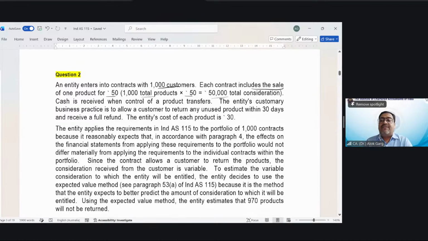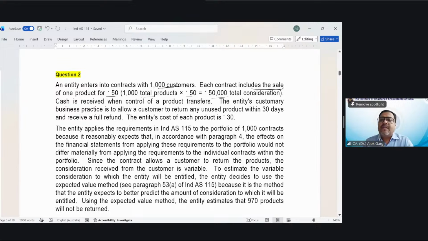So the number of customers is 1000. Okay. The price of one product is 50 rupees. And the total consideration is the number of customers multiplied by the price per product, 50 rupees. 50,000 is the total consideration, my dear friends. Cash is received when control of the products transfers.